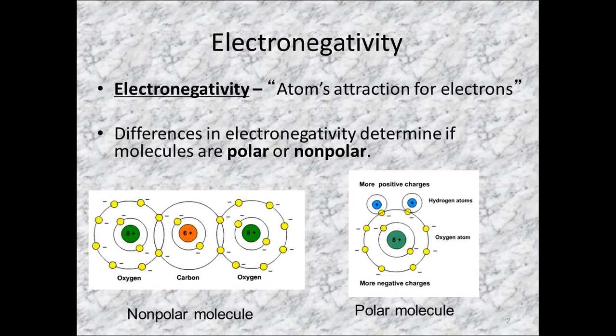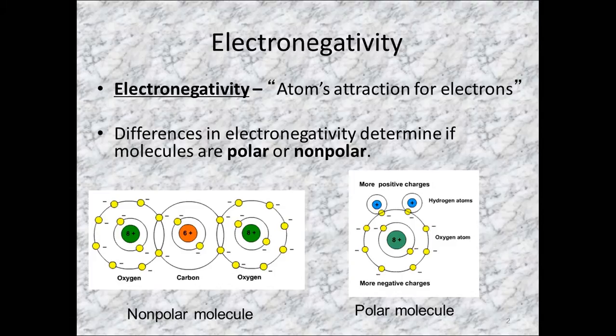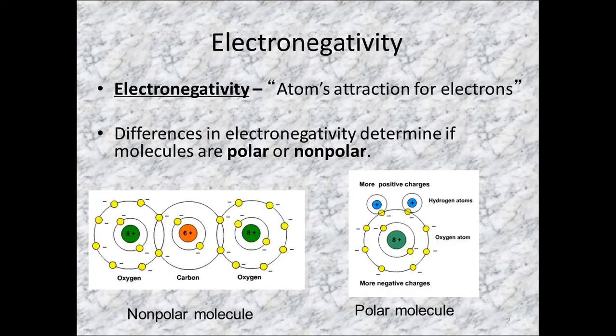All elements have a certain degree of electronegativity. The differences in that electronegativity will determine whether the molecule that is made is polar or nonpolar. So the first thing we're going to do is look at the nonpolar molecule. In a nonpolar molecule, you have electrons that are shared equally among all of the atoms. So the overall charge is zero because everybody's sharing everybody's electrons equally. In a polar molecule, you have an unequal sharing, meaning that one atom gets the electrons more often than the other, and so one end is negative and the other end is positive.